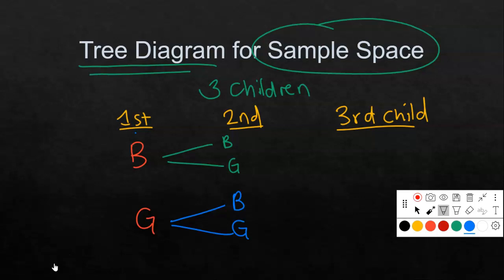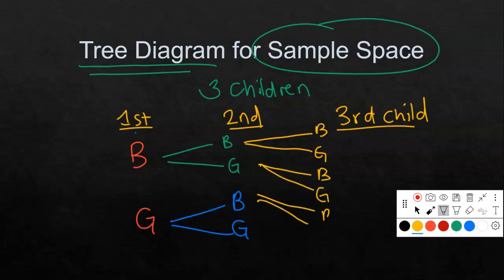And then you can hopefully see what's happening with the third child. Every time they have a child, the probability of having a boy or a girl does not change. And so what you can do is create your sample space this way. It's kind of a way to organize.